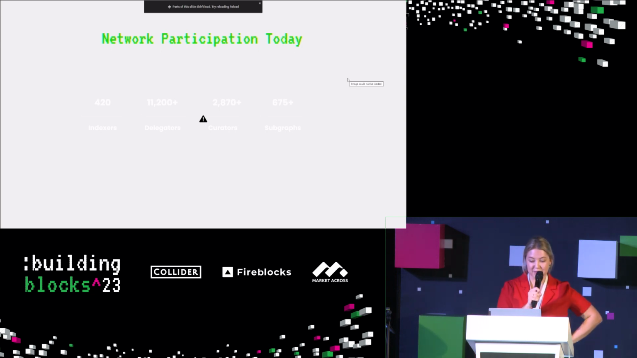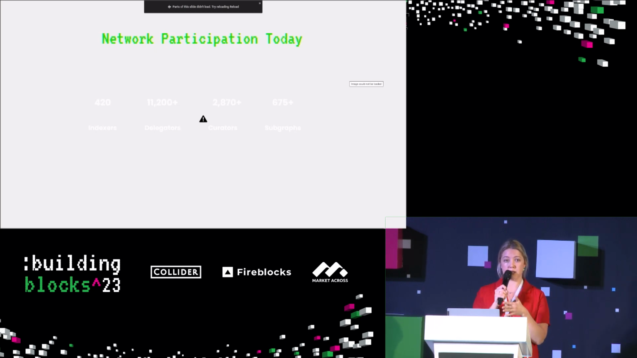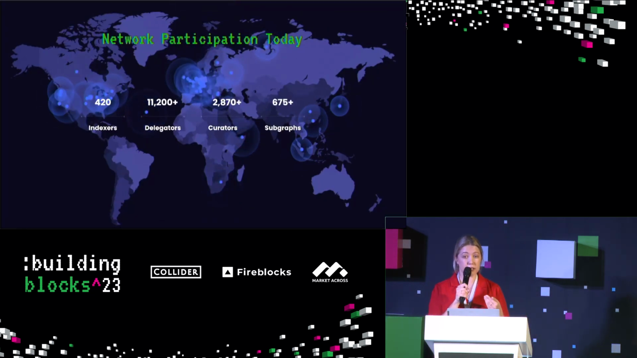I don't know if you can see those numbers. So at the moment, we have 420 indexers, over 11,000 delegators, over 2,800 curators, and over 675 subgraphs have migrated to the network. So really incredible feat. We started from just about 100 indexers in our testnet to now being at 400. And we've seen the subgraph migration really pick up. So like I said, we started with a centralized hosted service. That's where we got our product market fit. And over the last year, we've been slowly having everyone migrate their subgraphs to The Graph network. And part of that journey is also The Graph network increasing its support for new chains.